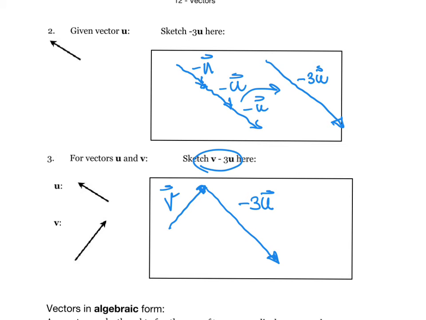The actual answer, the resulting vector, is the one that starts where the first one started. I'll use a different color. Starts where the first one started and ends where the last one ended. So it's exactly the right length to fit in between those two, the beginning and the end. And it's got that direction. So that is the v minus 3u vector answer. That is what happens when you subtract 3u from v.